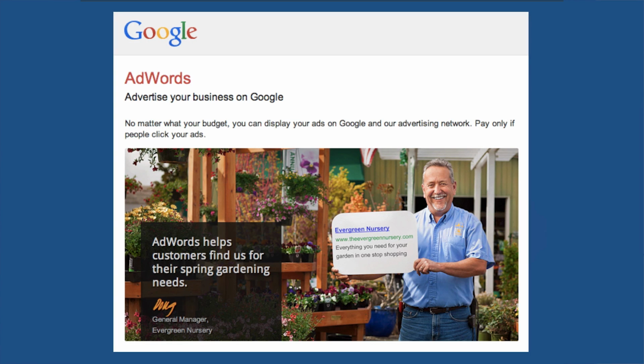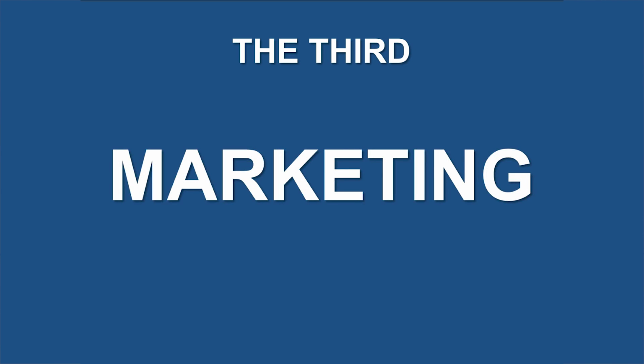I put AdWords with a question mark before. Certainly, paid models could get people in, but the most likely source for those leads is going to be from this third area, this third hat that you might wear, which is the marketing hat.